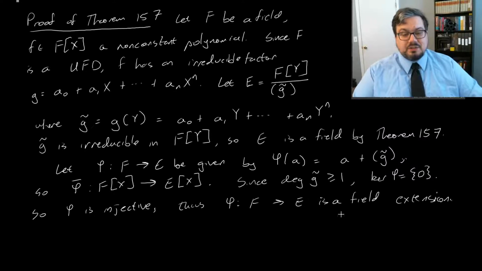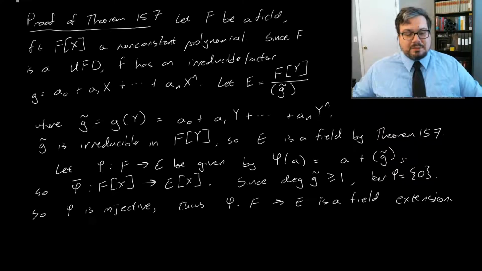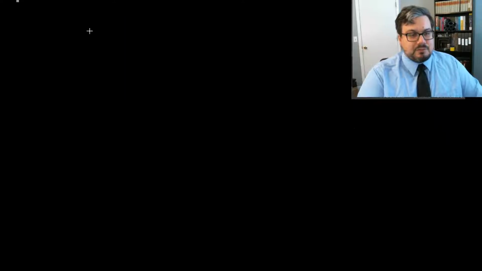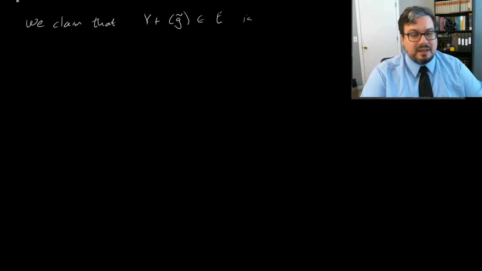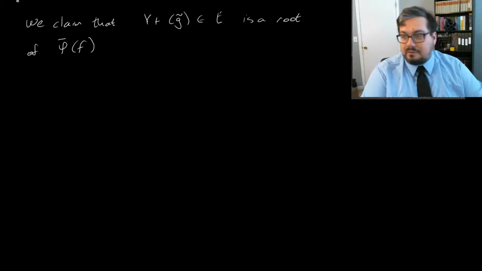All right, so we started with our polynomial. We constructed a field extension. It is now up to us to show that phi bar of F has a root in E. Okay, so let's go to a new page for this. We claim that y plus G tilde, which is an element of E, is a root of phi bar of F.